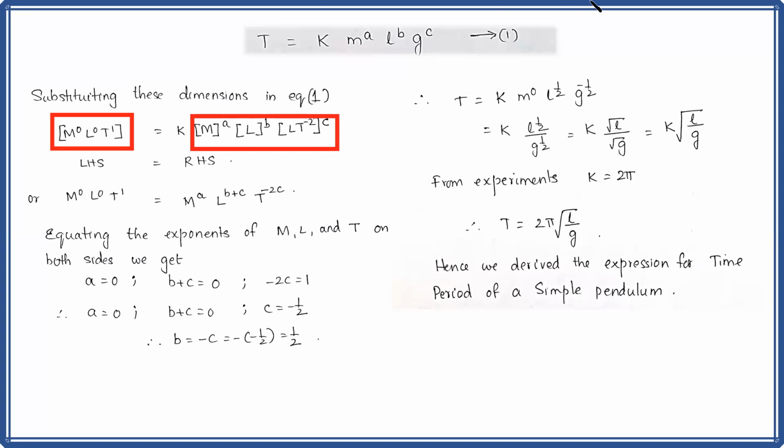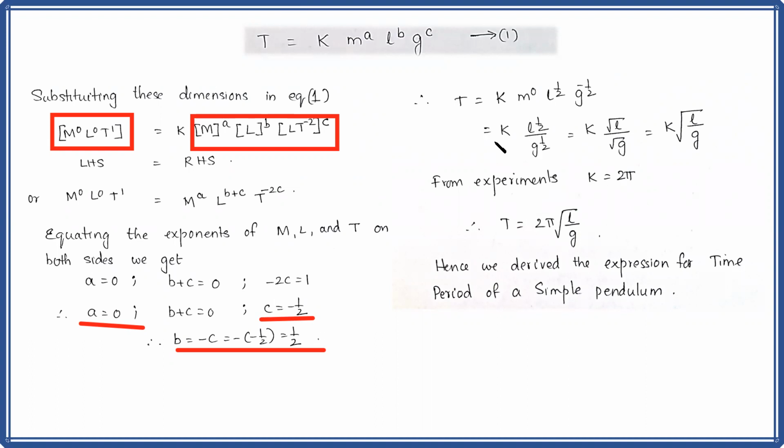We got the values: a is equal to 0 and b is equal to 1 by 2 and c is equal to minus 1 by 2. Now almost our derivation is over. Substitute these values in the powers formula, that is in equation 1. T is equal to k, m to the power of a means 0, L to the power of b means 1 by 2, g to the power of c means minus 1 by 2.